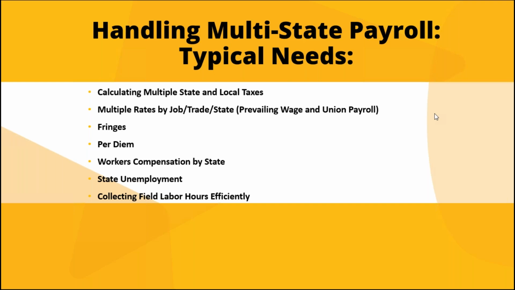These are the issues, right? Handling multiple state taxes, local taxes, multiple rates, right? As people bounce around between different states and jobs, maybe there's different rates that need to be applied. Fringes, per diem, maybe we're going to automate some per diem when people are out of town. Workers' comp by state, managing state unemployment. And a typical need too, I guess typically if it's multi-state or otherwise, collecting hours from the field, time card data from the field.